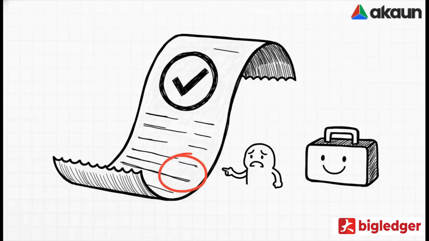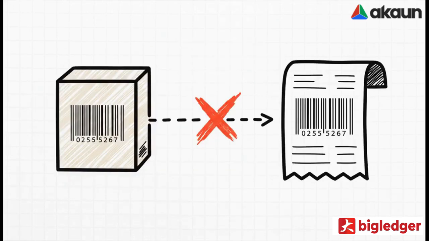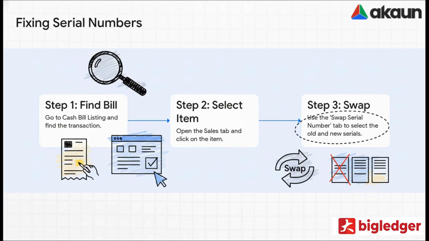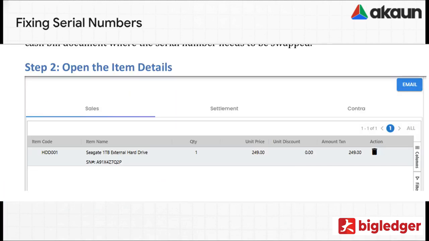Okay, next scenario. You finalized a bill and then, oops, a mistake. No sweat, some things are fixable. Let's say you accidentally sold an item with the wrong serial number. Here's how you fix that. Easy peasy. Find the bill, click the item, and use the swap function to make it right.